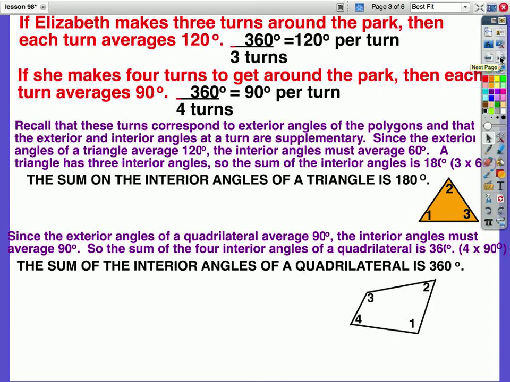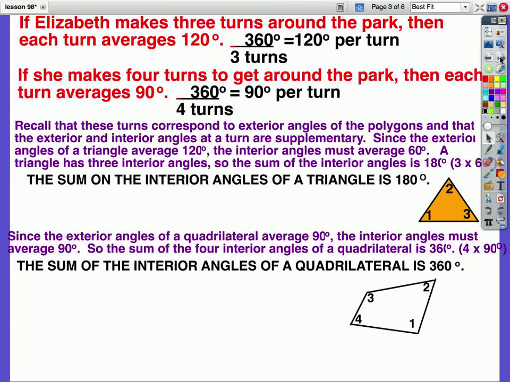If Elizabeth makes 3 turns around the park, then each turn averages 120 degrees, as we learned in the previous lesson. We take 360, divide by how many turns we have, get the amount per turn. Make 4 turns around the park, average 90 degrees. Just some food for thought there, kind of put everything together here.